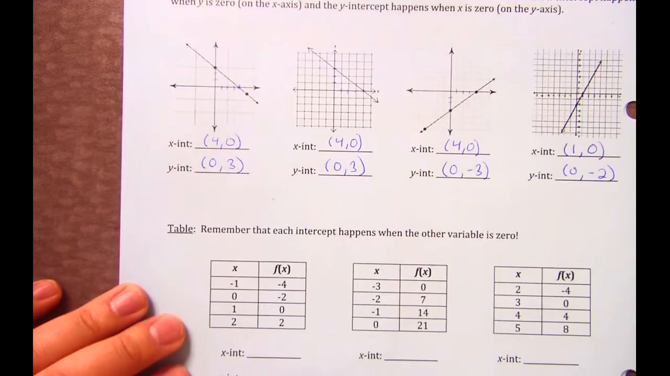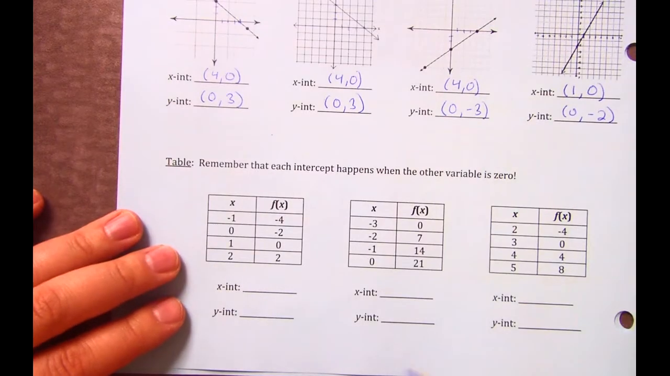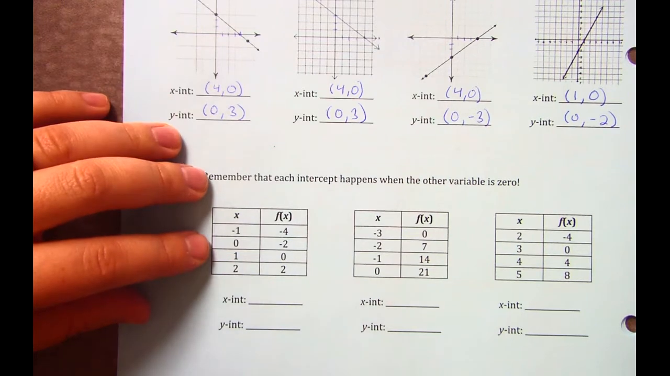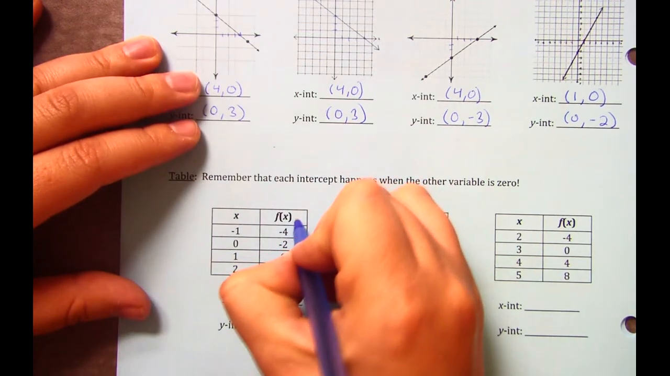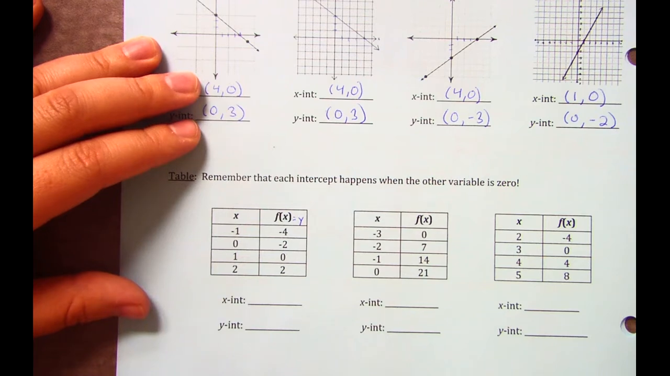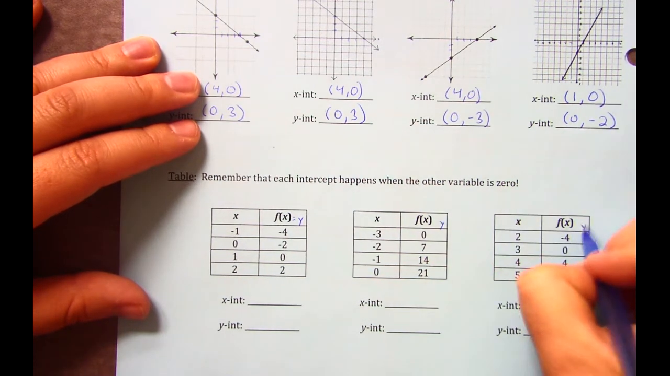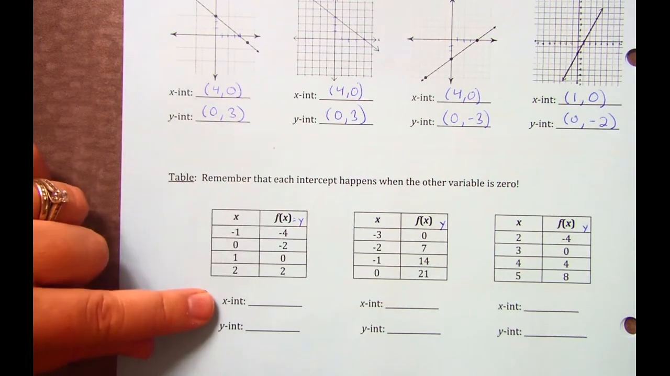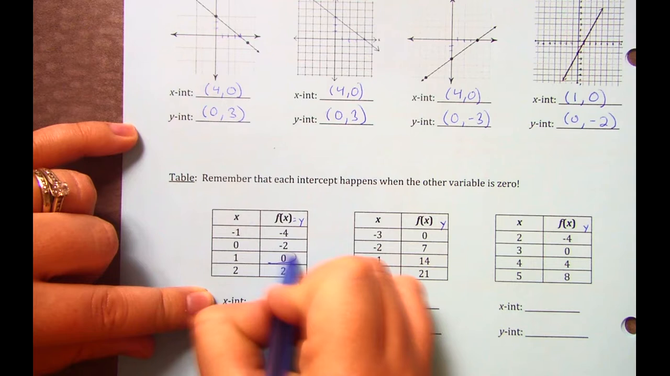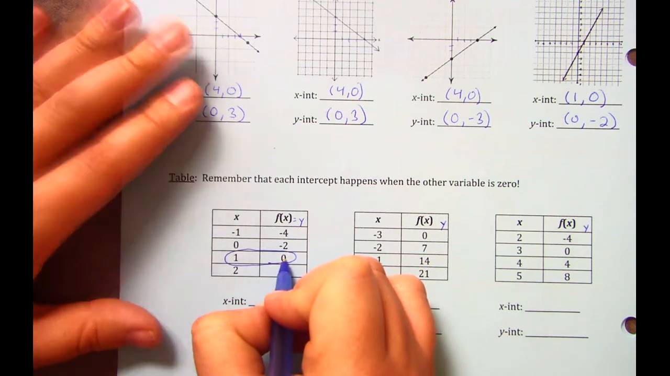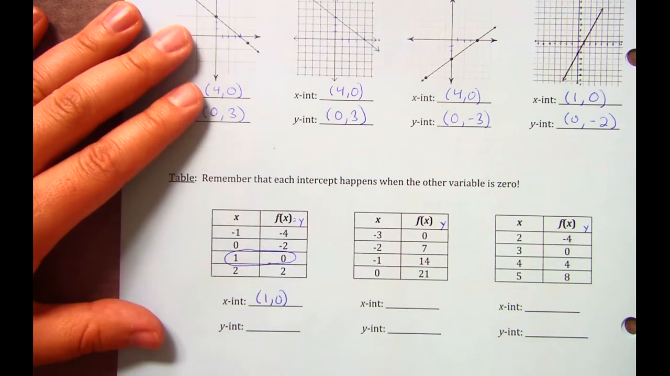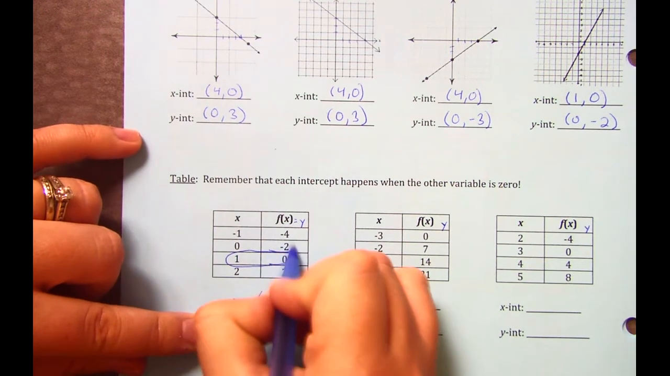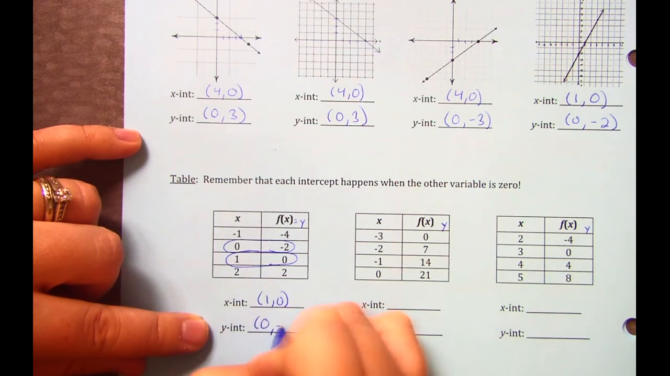And tables are really nice too, because remember that each intercept happens when the other variable is 0. So in this one, the x-intercept happens when y is 0. And remember that f of x is really just y. So if you want to put a little y right there to remind you, that's not a bad idea. So the x-intercept happens when y is 0. Well, that's right here. Y is 0, which means that's your x-intercept. The y-intercept happens when x is 0, which is right there. So it's 0, -2.